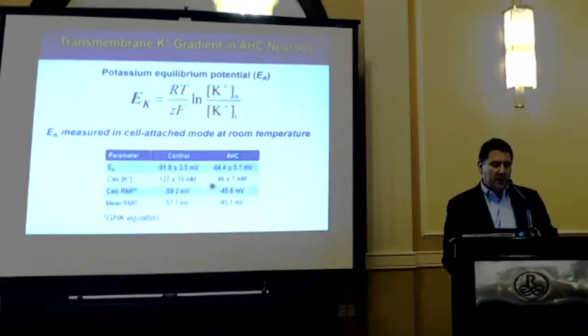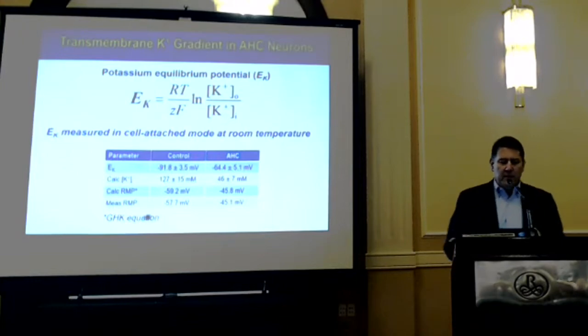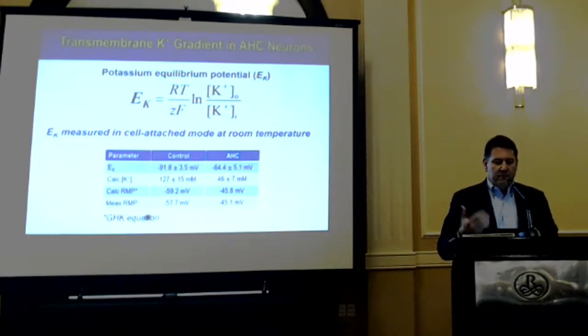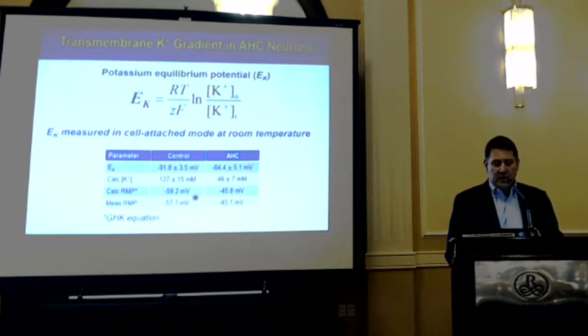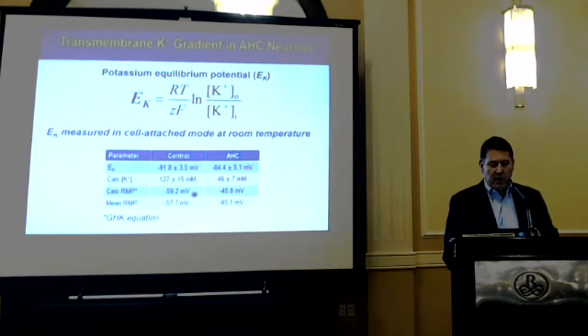as it should. We can also use these data knowing that the membrane potential is a sum of potassium and sodium and chloride conductances in the membrane. And we can actually back calculate what the resting membrane potential should be. The calculated resting potential for a control neuron is minus 59. For the AHC neuron, it's minus 40, almost minus 46. So very much less negative.